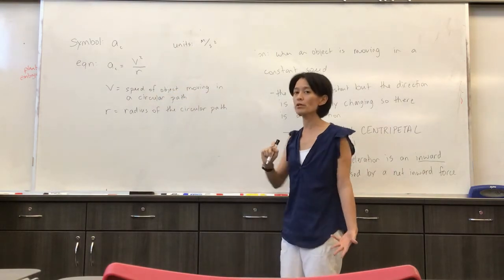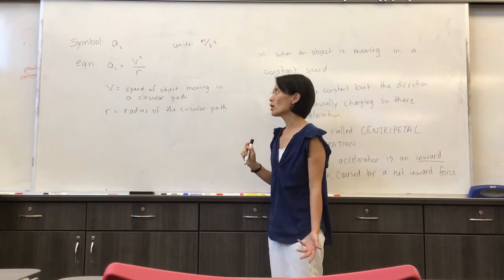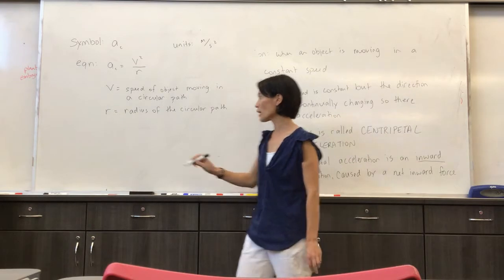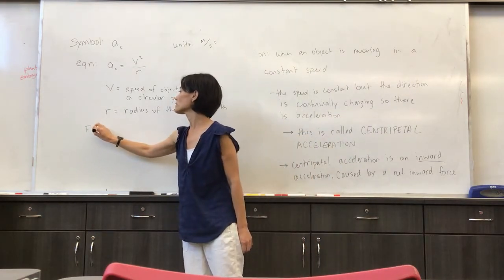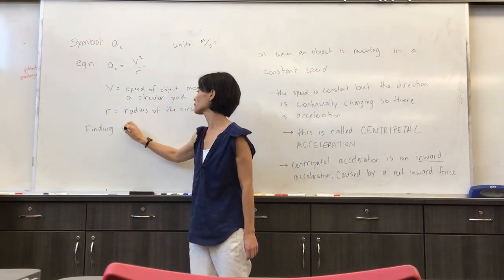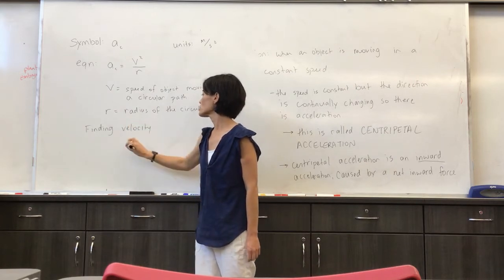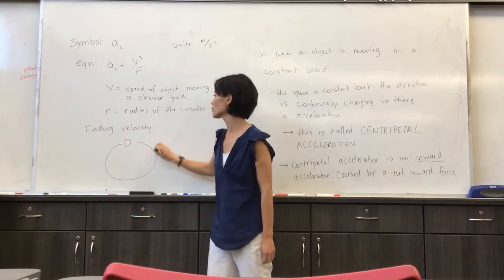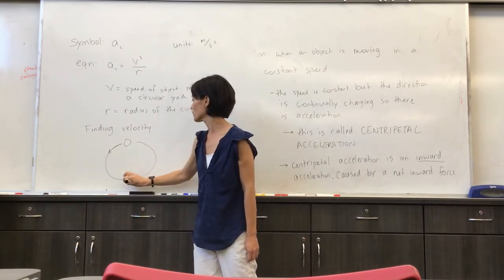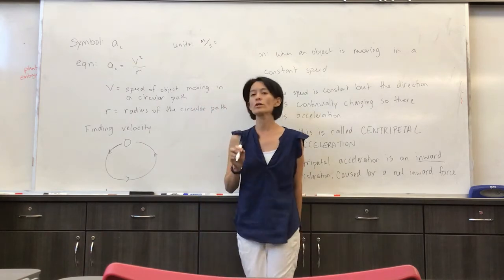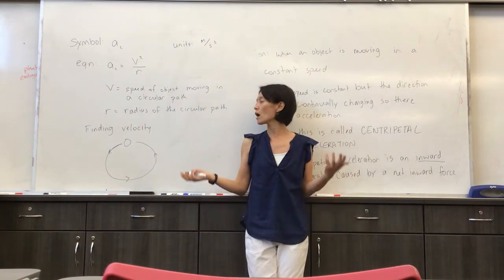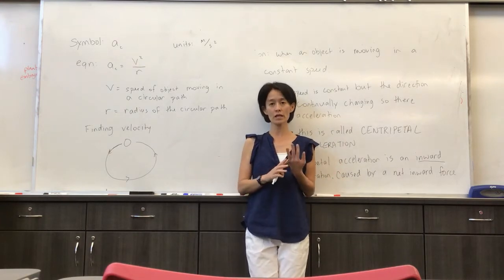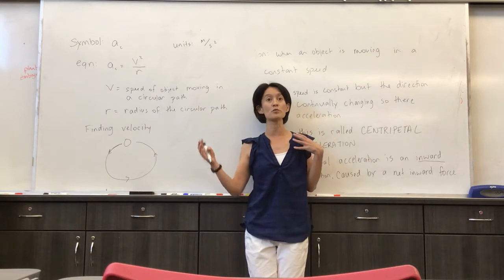Now, sometimes when we are looking at circular motion problems, we actually have to figure out what the velocity of the object is. If we think about finding the velocity of something moving in a circular path, going around and around, if I measure what's called the period of the motion, then I should be able to figure out the velocity of the object.